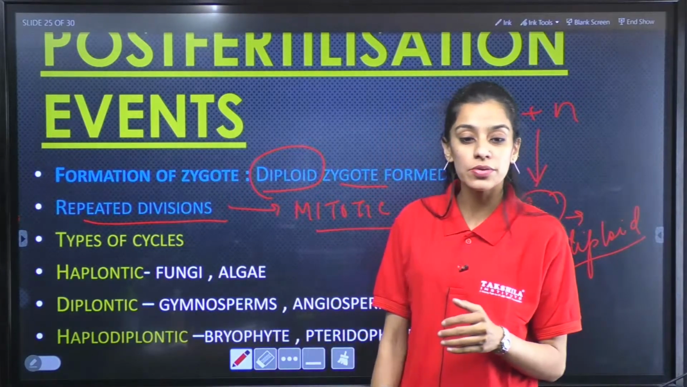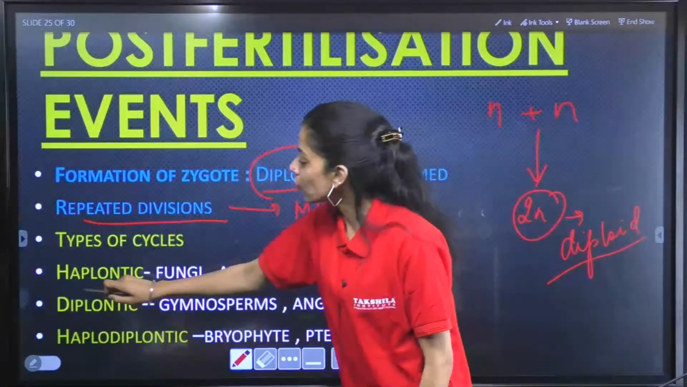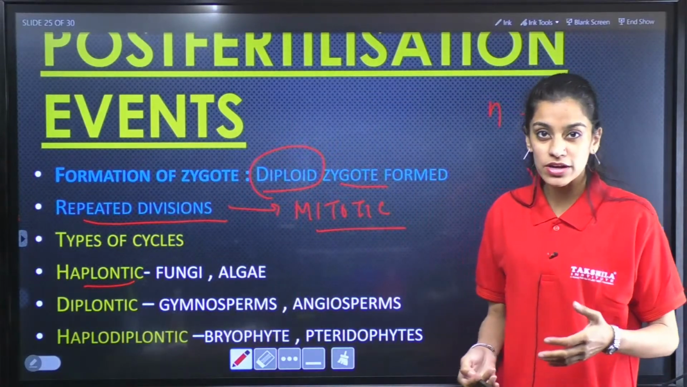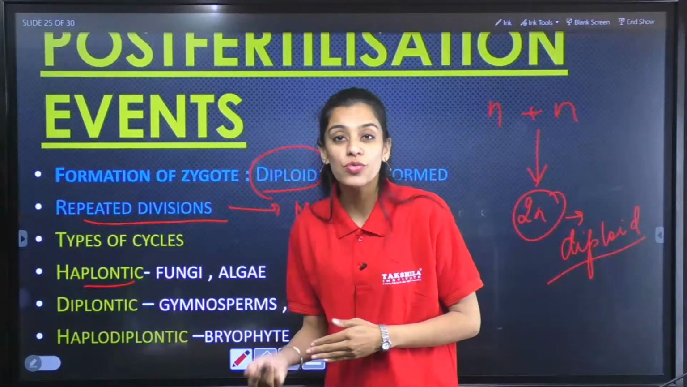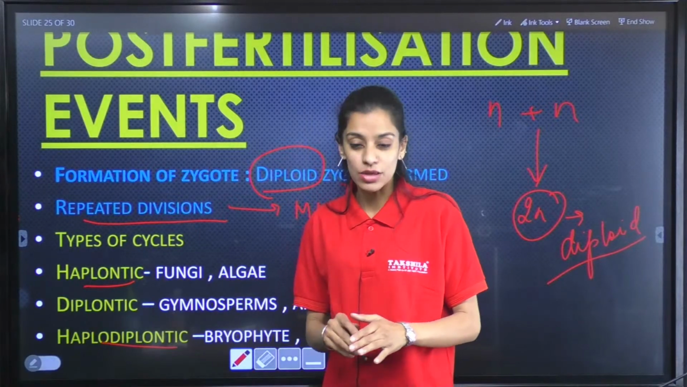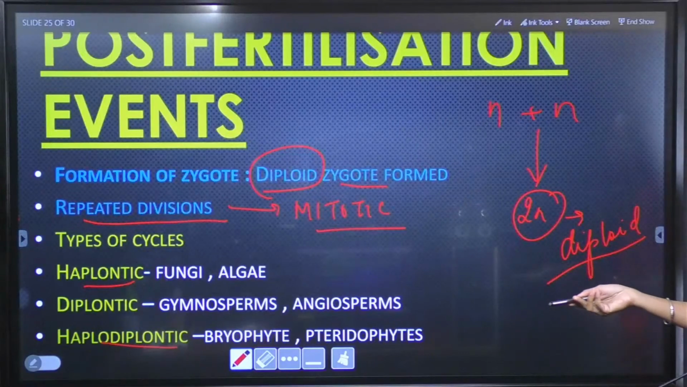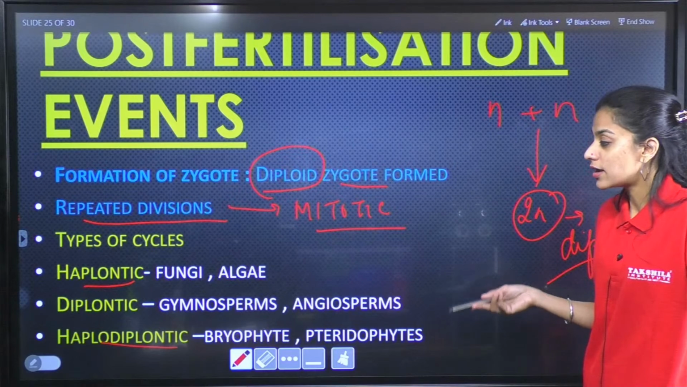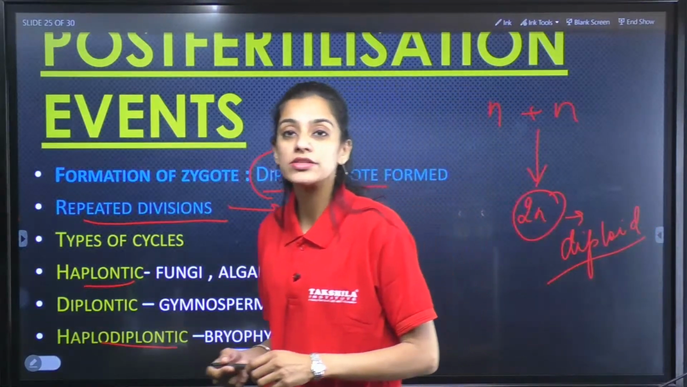Depending upon that we have the cycles that we have already discussed. The haplontic cycle, in which the haploid stage is most prevalent; the diplontic, in which the diploid phase is more prevalent; and the haplodiplontic, in which both are more or less equal. Examples: haplontic in fungi and algae, diplontic in gymnosperms and angiosperms, and haplodiplontic in bryophytes and pteridophytes.